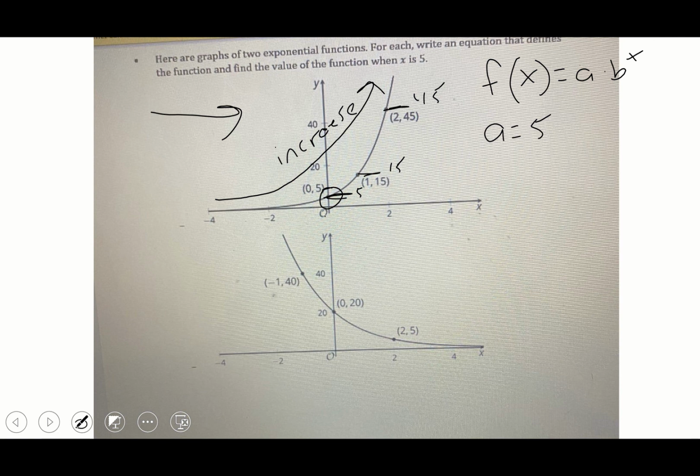Well, again, this is one of those where you can do the math in your head. 5 times what is 15? 15 times what is 45? Exponential is always multiplying. Well, 5 times 3 is 15. 15 times 3 is 45. There is a consistency. So b is equal to 3.